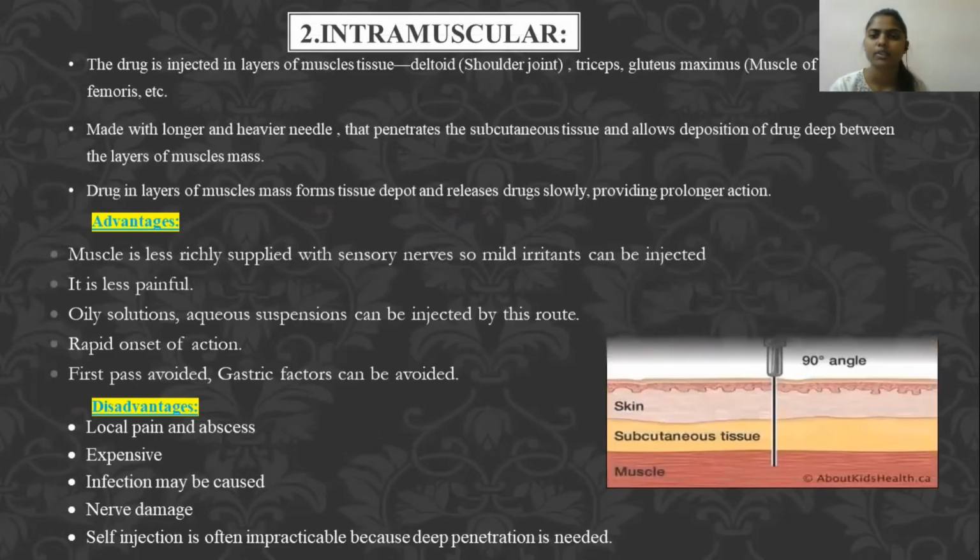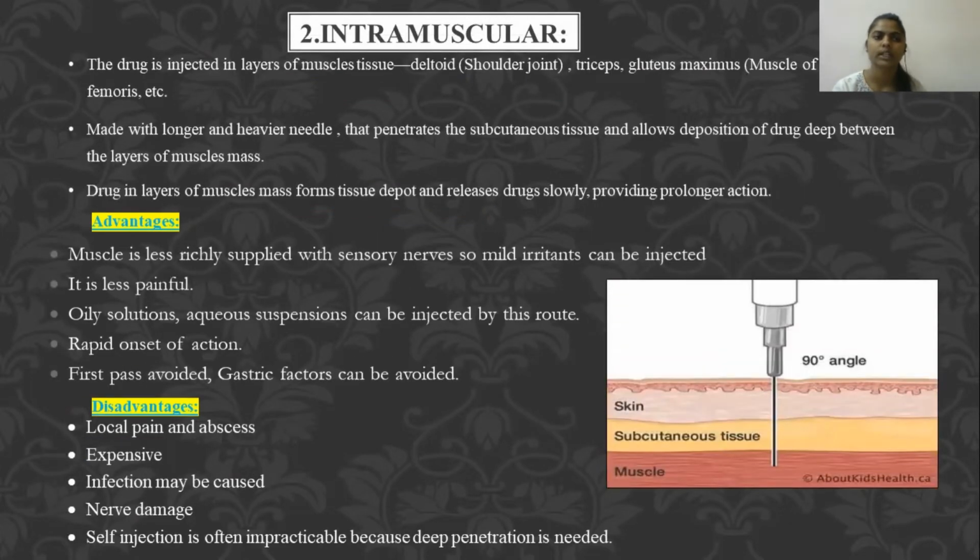The next is intramuscular. There are different layers under the skin: the subcutaneous tissue and then the muscle. The drug is injected into the muscle tissue, that is the deltoid, which is present in our shoulder joint, the triceps, also the gluteus maximus and the rectus femoris. The gluteus maximus is the muscle of the hip. So there we can inject the intramuscular drug.